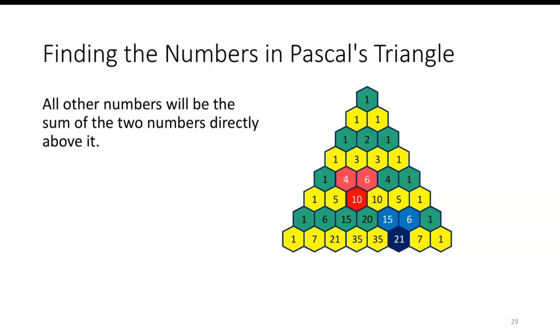On the inside, we take any two numbers that are next to each other and add them together. They'll add up to the number directly below it. So you see in this example, 4 plus 6 is equal to 10. The 4 and the 6 are above and the 10 is below. This 21 right here, 15 plus 6 is 21. That gives me that number. And that's true of every number inside here: you add up the two numbers above it, you get that number below.